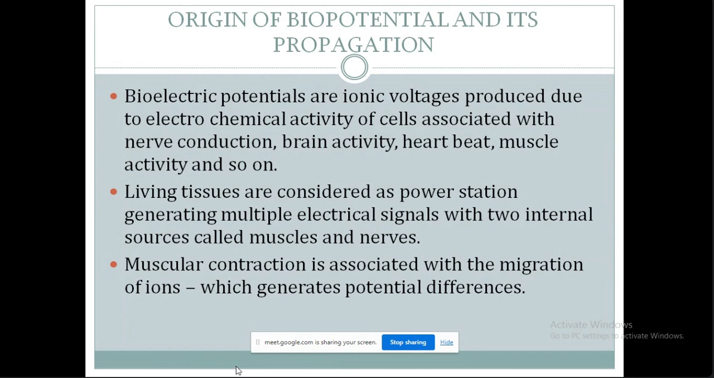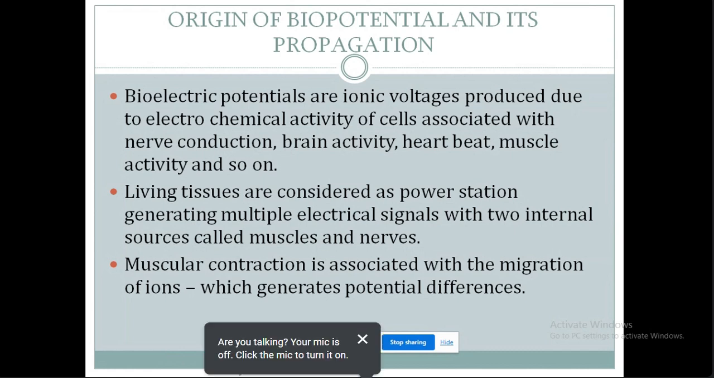Here in the cells, the potential will be generated. It should be recorded and observed by using electrodes. Why are we measuring this potential using electrodes? For assessing or measuring brain activity, heart activity, or muscle activity, and so on.